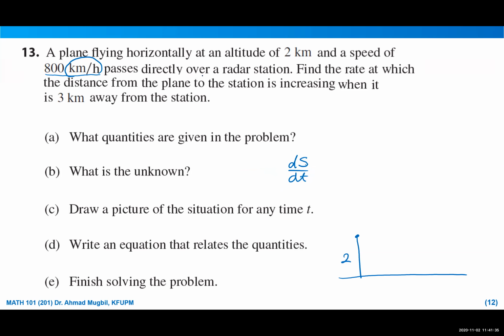Passes directly over a radar station. So this is the plane, this is the radar station, on the ground, of course. Passes directly over a radar station. Find, the sentence is done up to here.